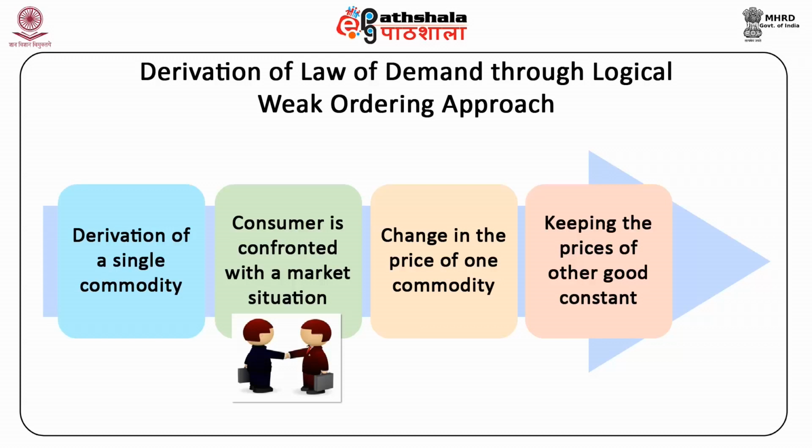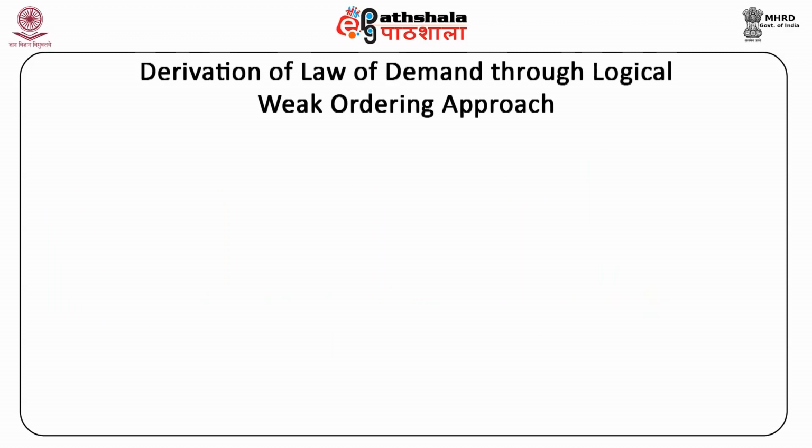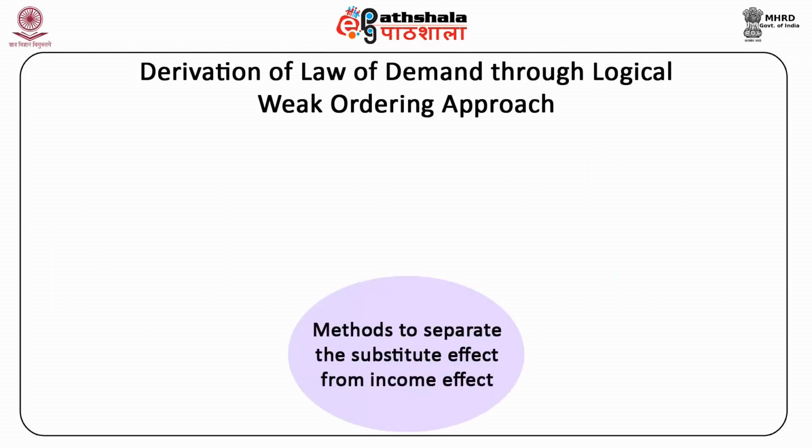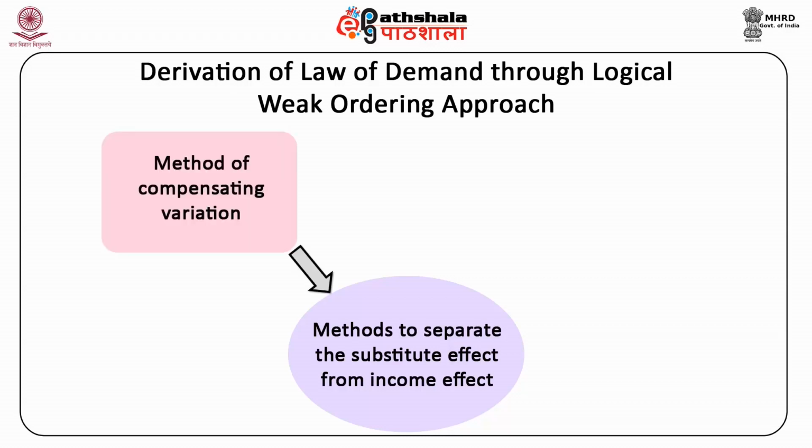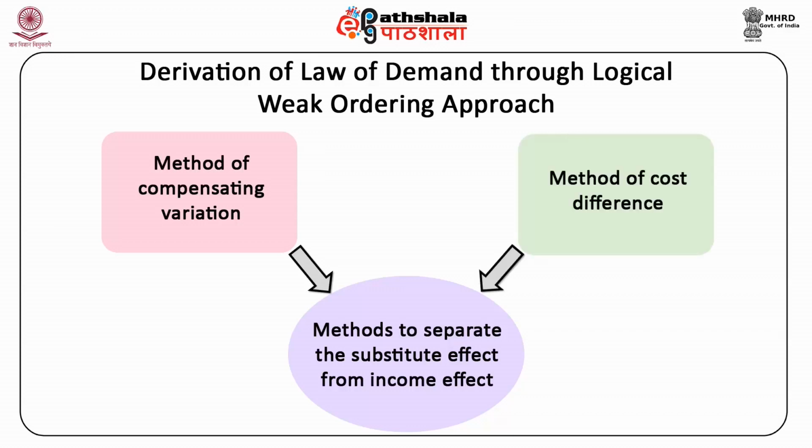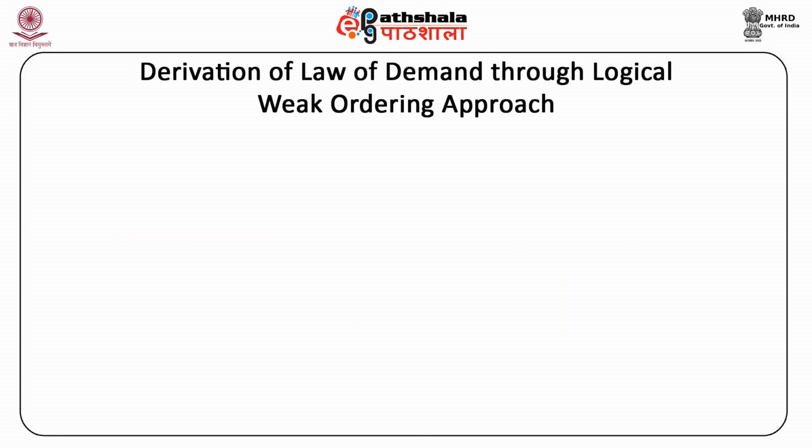He derived the law of demand by decomposing the price effect into substitution effect and income effect. Hicks has used two methods to separate the substitution effect from income effect. First, the method of compensating variation, and second is the method of cost difference. Let us proceed with the derivation of law of demand by the method of compensating variation.